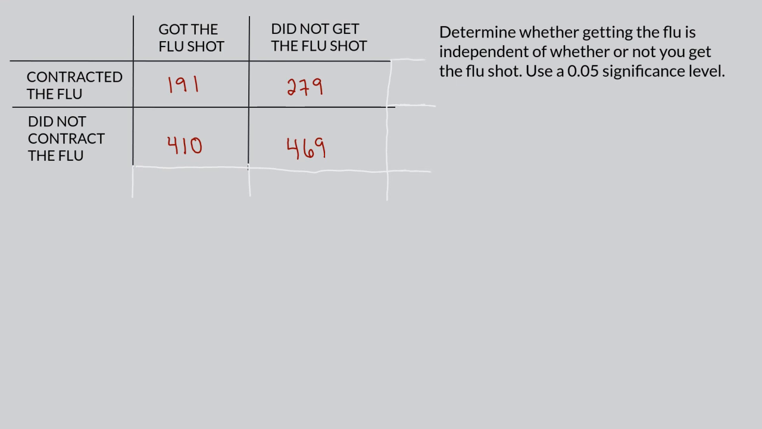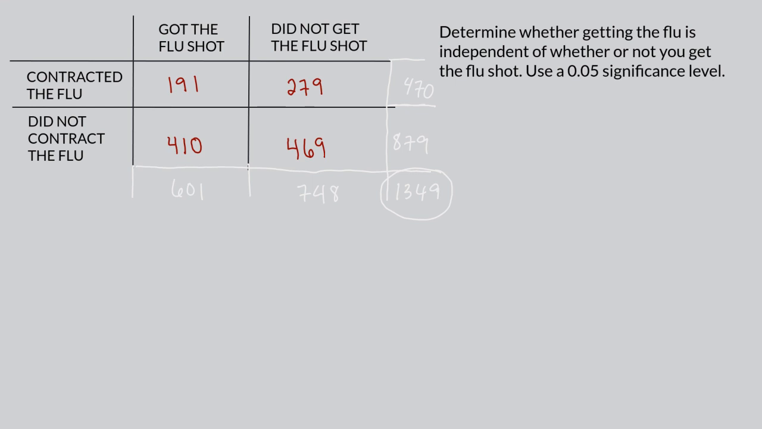So if I add 191 to 410, I get 601. If I add 279 to 469, I get 748. And if I add these two numbers together, 748 and 601, I get my grand total, which is 1,449. And then for my row totals here, 191 and 279 gives me 470, and 410 and 469 gives me 879. And again, if I add 470 to 879, I again get this grand total. And we need that number in order to calculate our test statistic.